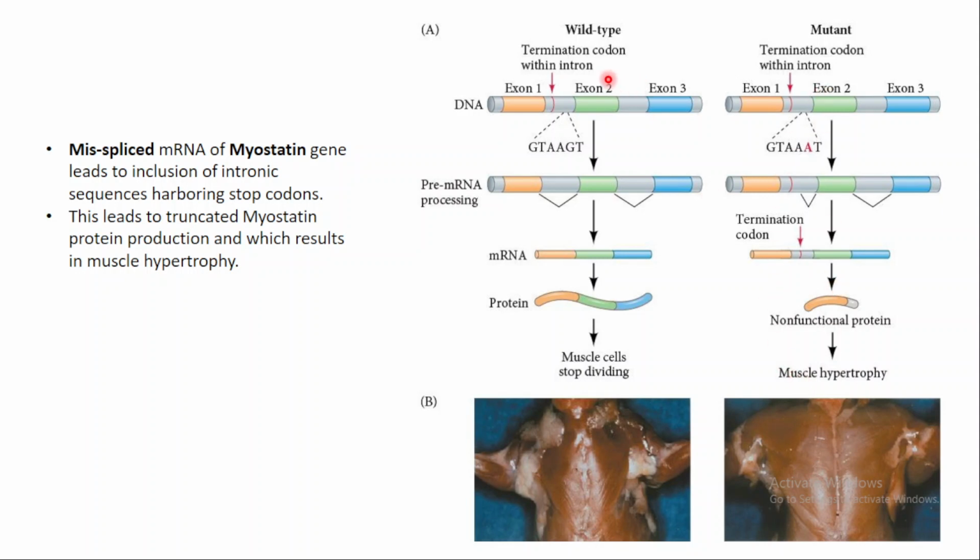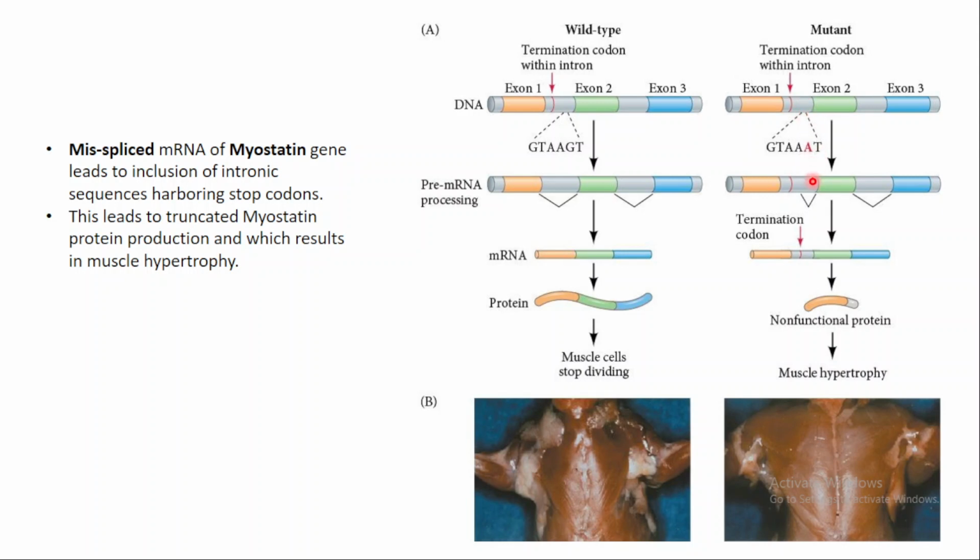The normal myostatin gene has a termination codon, or stop codon, in an intronic sequence. Generally intronic sequences are not present on the mRNA because they are spliced out. They do not code for any protein, so the presence or absence of a stop codon there doesn't matter, because the intronic sequences will not be coded. But if a mutation occurs in the intronic sequence, the GTAAGT that we are seeing here, one of the G residues is mutated to A, adenine, and this A now acts as a splice donor site.